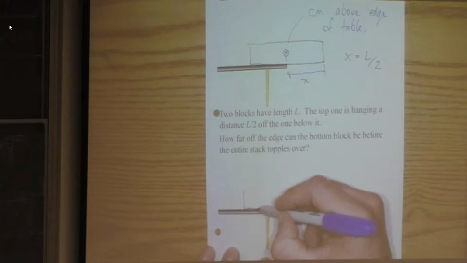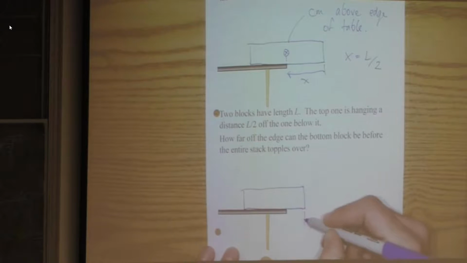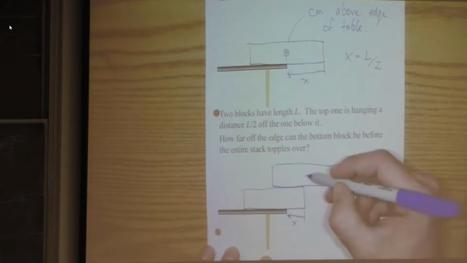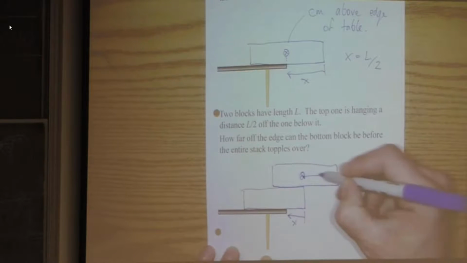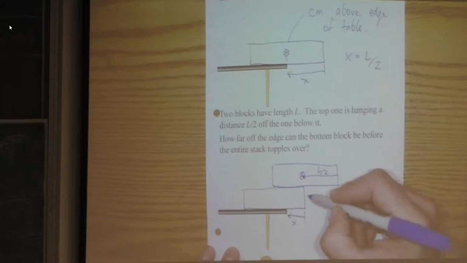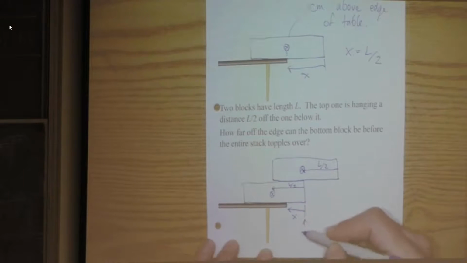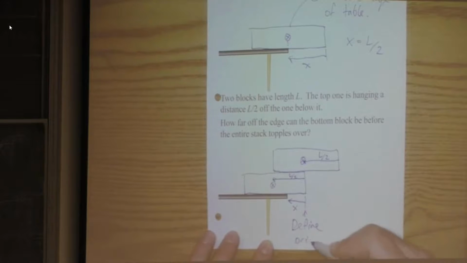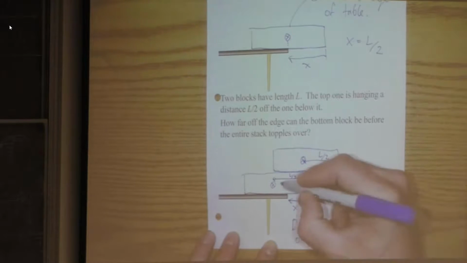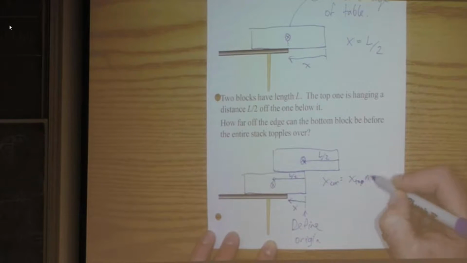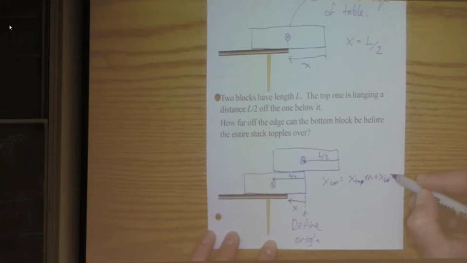So I put this bottom one here, and I hang it over the edge some unknown amount x. And then the top one, I know, this distance from here to here is L over 2. And then I know that this distance also from here to the center of this mass is L over 2. So what I do is I define the origin to be right over the end of the bottom block. And then I say that x center of mass is equal to x of the top times m plus x of the bottom one times m divided by m plus m. That's the equation for center of mass.